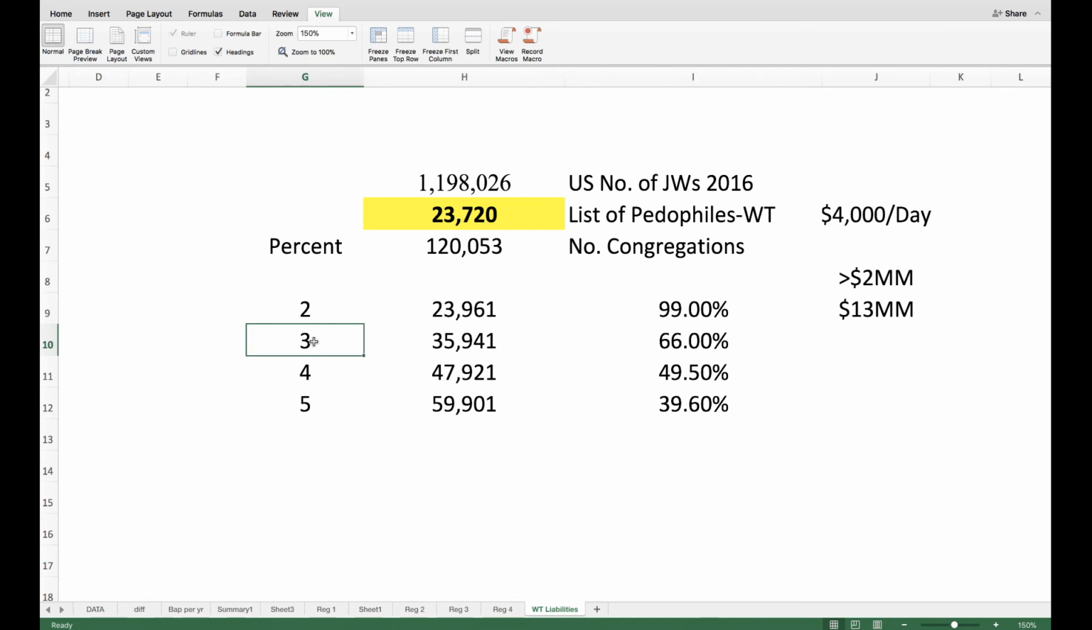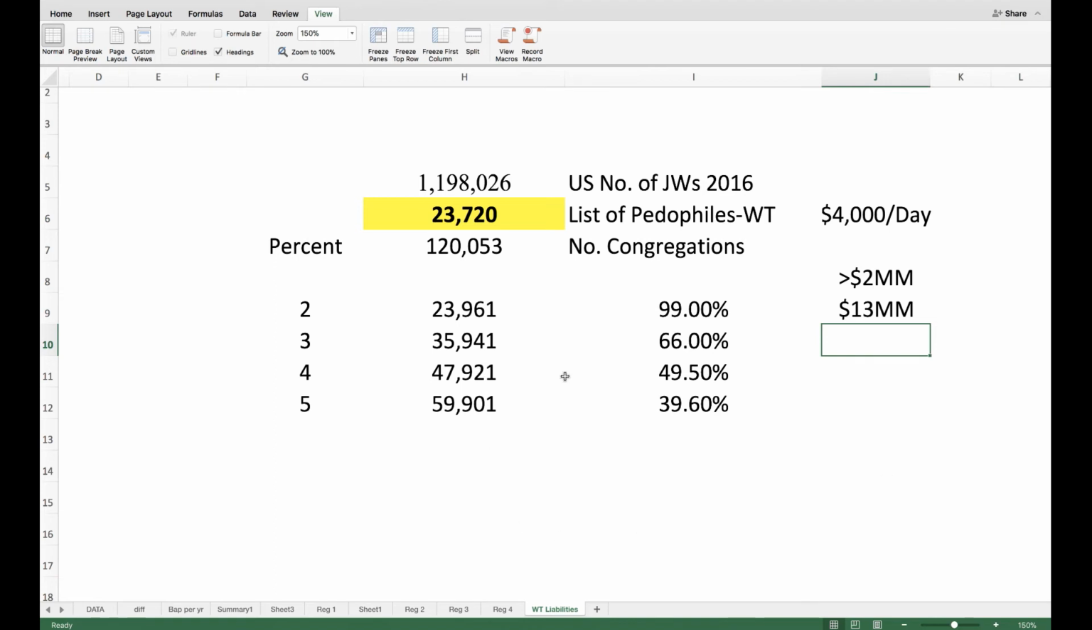Now, if it was 3%, which is what a number of websites suggested, that 3% of the population are pedophiles, then this 23,720 underreports. Their list here only captures 66% of the actual number of pedophiles, and that seems to be more likely, because who are they going to have on the list but the ones that have acknowledged that they've done something, ones that they know about, that have confessed or have been caught or have been alleged to have committed child sexual abuse.